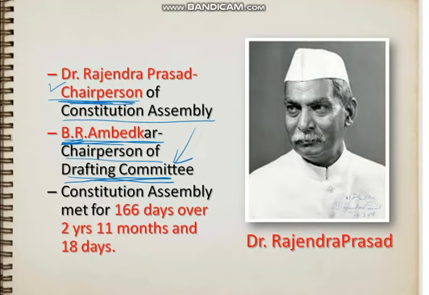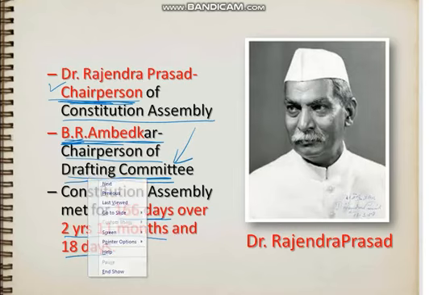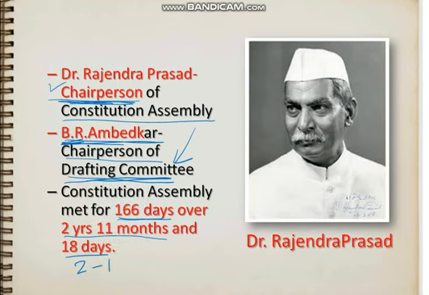The Constituent Assembly met for 166 days. In total they met for 166 days over 2 years, 11 months and 18 days. You have to remember it shortly like this: 2, 11, 18. 2 years, 11 months and 18 days. The Constituent Assembly met for a total of 166 days in 2 years, 11 months and 18 days.